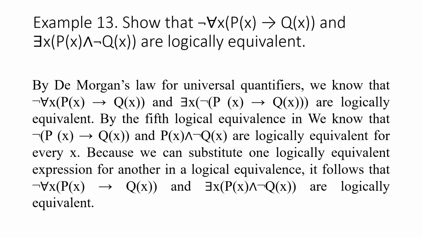It follows that the negation of for all x, p of x implies q of x, and there exists x such that p of x and negation of q of x are logically equivalent. Okay, so that's all for my presentation.